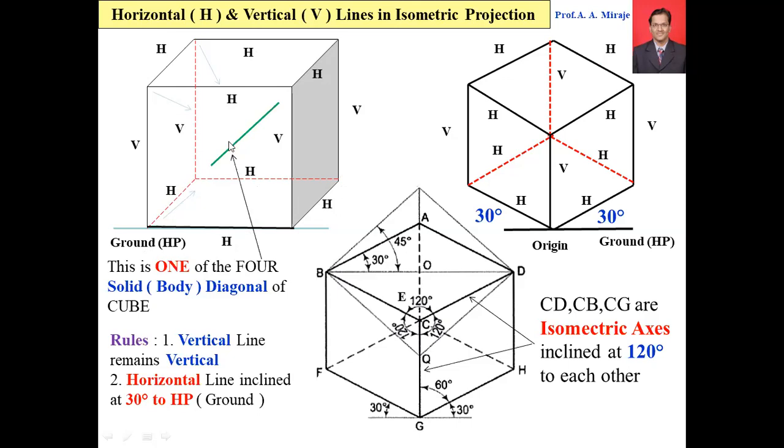Similarly, these 4 lines are not on the ground, but they are away from the ground, away from the HP, but still they are parallel. So that's why there are 4 horizontal lines at the top, 4 horizontal lines at the bottom, and 4 vertical lines. Now if you see this diagram, the second rule says all the horizontal lines are inclined 30 degrees to HP. Now let us start from this line.